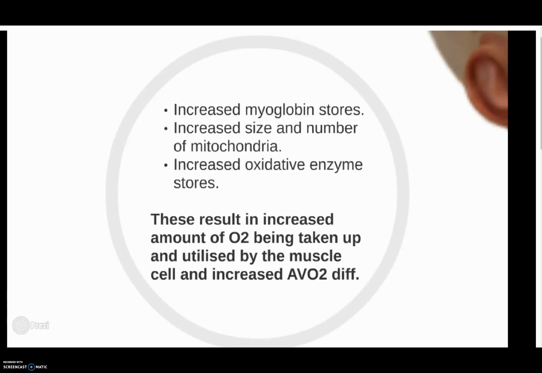We also get more of them, and they're larger. So we've got larger and more numerous ATP factories. We also have more oxidative enzyme stores, and that allows us to utilise oxygen in the breakdown of carbohydrate and fats, for that matter, to produce ATP. So that results in more oxygen being taken up and utilised by the muscle, and also results in an increase in AVO2 difference.